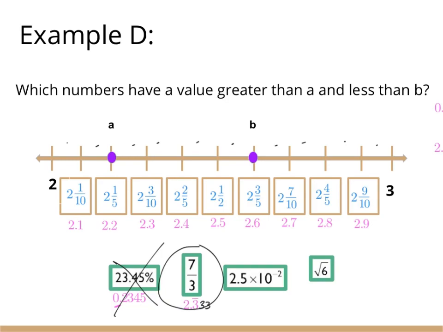The next one I've got is 2.5 times 10 to the negative second. I see my negative exponent, so that means I'm going to be moving my decimal 2 places to the left.